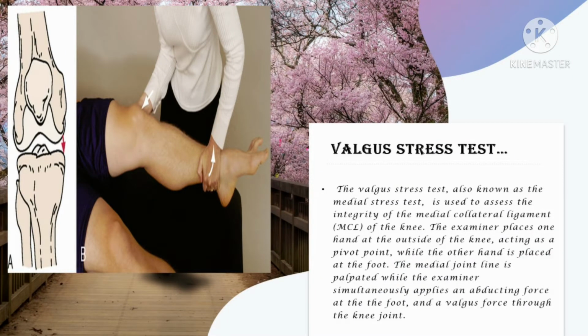Valgus stress test. The valgus stress test, also known as the medial stress test, is useful to assess the integrity of the medial collateral ligament, MCL, of the knee. The examiner places one hand at the outside of the knee, acting as a pivot point, while the other hand is placed at the foot. The medial joint line is palpated, while the examiner simultaneously applies an abducting force at the foot and a valgus force through the knee joint.